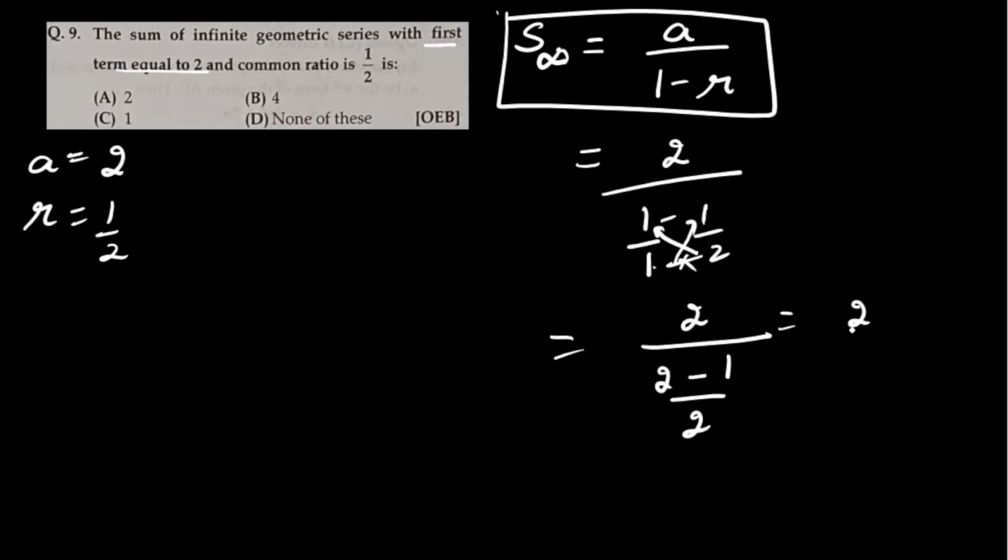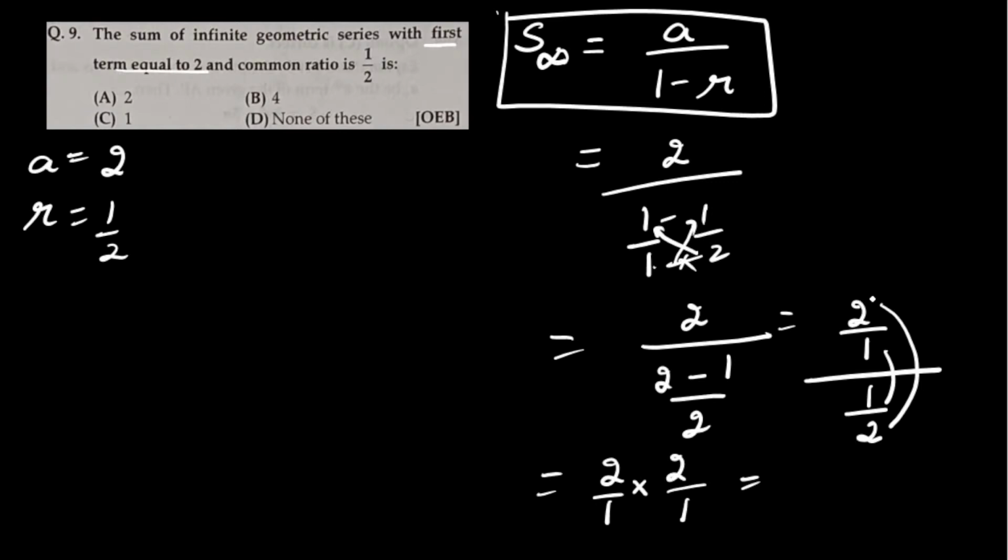2. 2 also you can write in fractional form. 2 you can write as 2 by 1, and here 2 minus 1, 1 by 2. Whenever two fractions are getting divided, outer ones will get multiplied and inner ones will get multiplied. First of all, write first fraction as it is, put a sign of multiplication. So 2 is getting multiplied with 2 and 1 with 1. Outer ones will get multiplied, inner ones will get multiplied. So 2 into 2, 4 by 1, which is equals to 4. Yes, so B option 4.